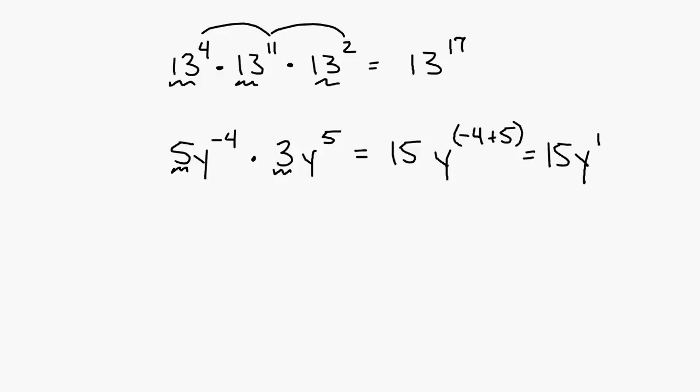But have you guys ever seen a variable or a number raised to the 1st power? You haven't. So that 1 isn't written, it is implied. So it won't be there as an answer choice. So this is 15 times y.